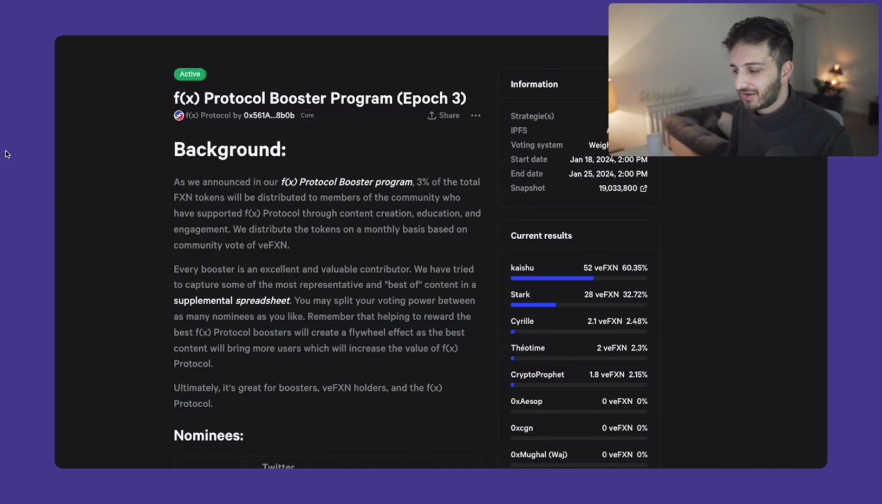But I think it's great because it helps to incentivize the community members. It's done really well, and 3% of the total supply will go towards these community members who have helped support with content creation, education, engagement, all that kind of stuff. So yeah, really, really good to see.